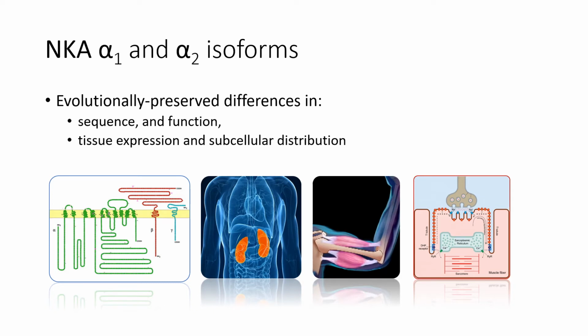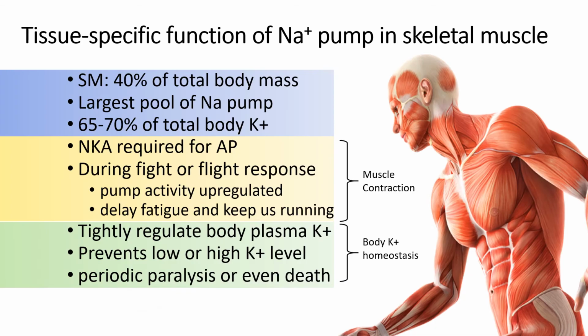So alpha-1 and alpha-2 isoforms of sodium pump have some evolutionarily preserved differences in their sequences, function, tissue expression, and subcellular distribution. But what is the tissue-specific function of sodium pump in a skeletal muscle specifically?